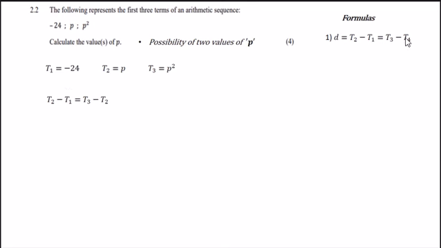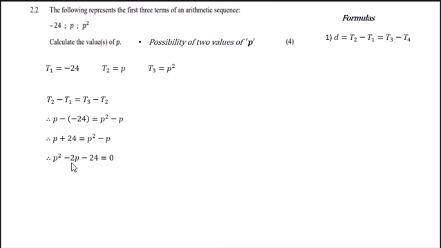We took it from the equation for the constant difference. T2 is p, T1 is minus 24, T3 is p squared, T2 is p. Now we have substituted our values. Negative times negative is positive. We solve for p. This is what we have. Now from here, as we solve for p, we take everything else to the other side, and this is what we have.